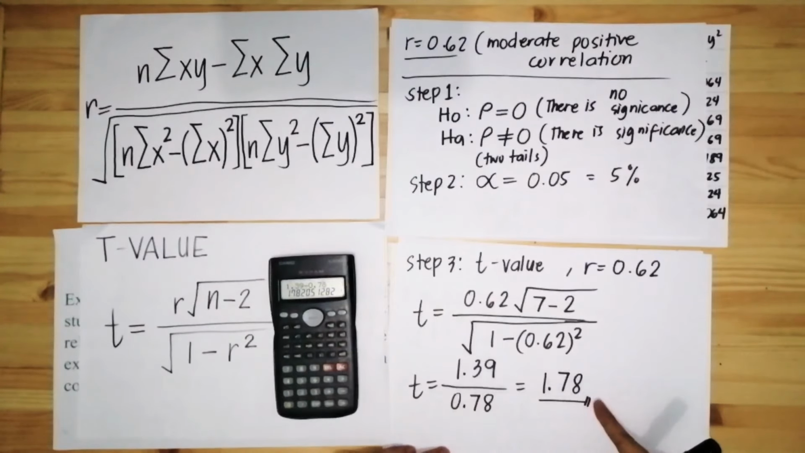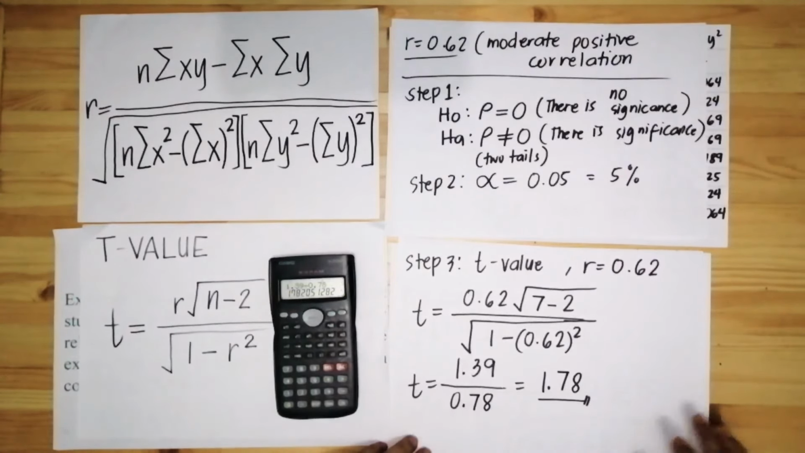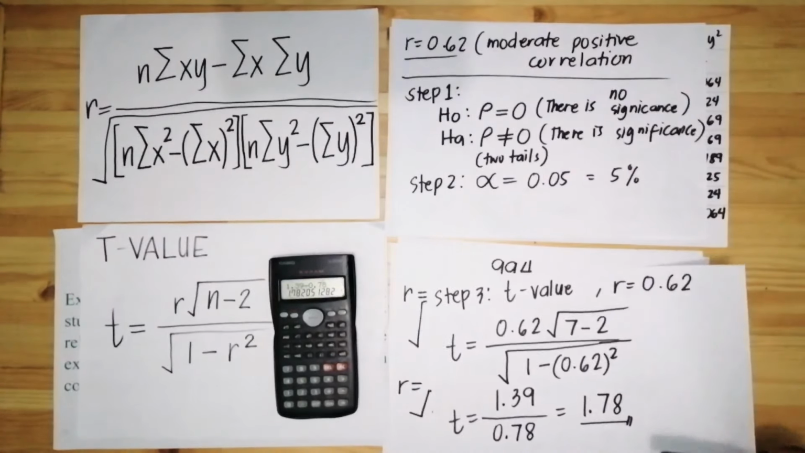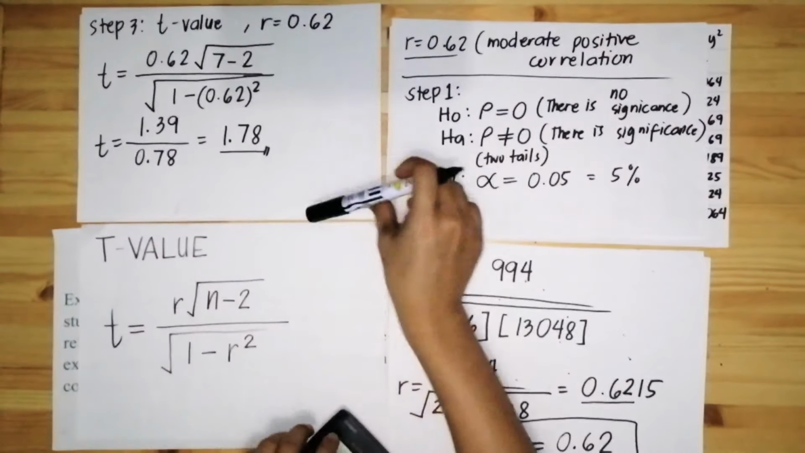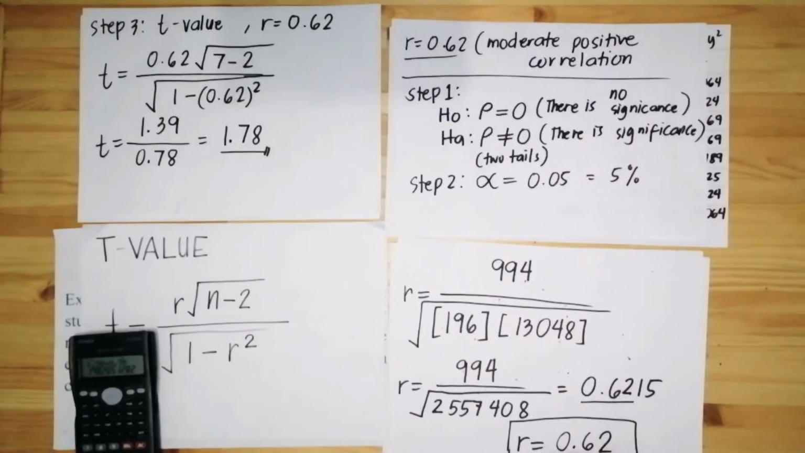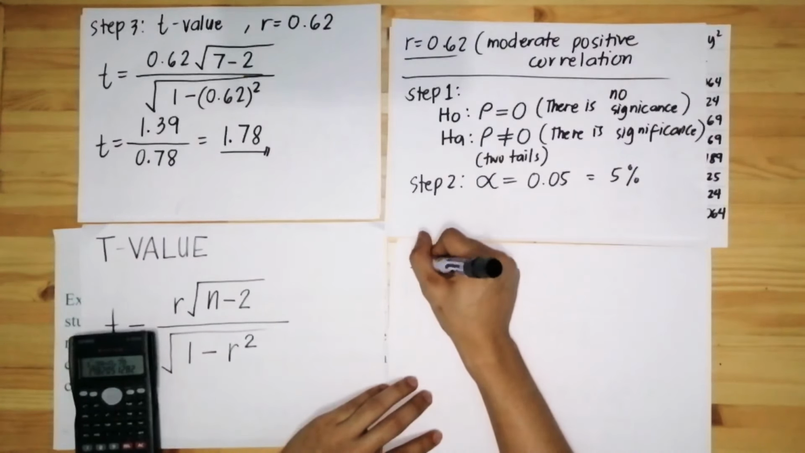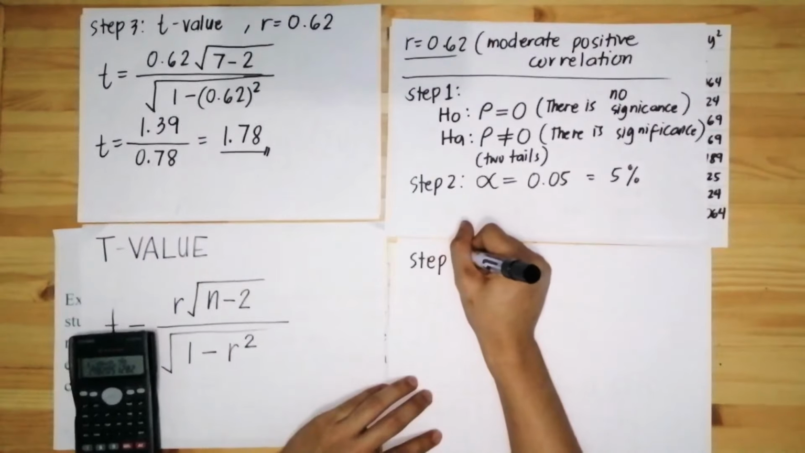This is the t value. Then we're not yet done. We will compare this to the critical value. Okay, so step number 4 tayo. Magko-compare naman tayo ng critical value. So ngayon, hahanap naman tayo ng critical value gamit yung t-test table. Meron tayong gagamiting t-test table.